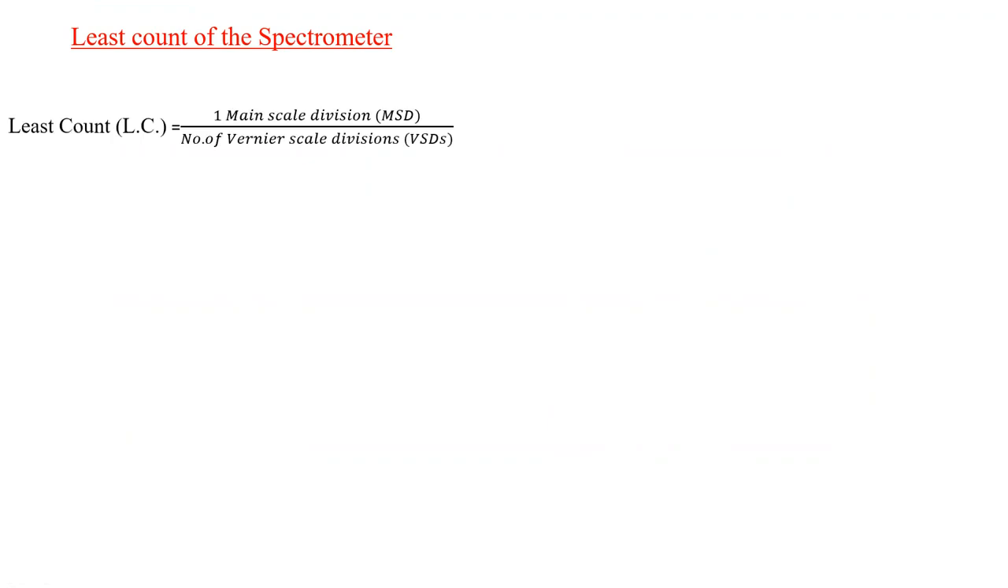Now we are going to measure the least count of the spectrometer. What is the meaning of least count? How much minimum value we can measure accurately by using this instrument. The formula for least count is 1 main scale division divided by the number of vernier scale divisions. How to measure this 1 MSD value?